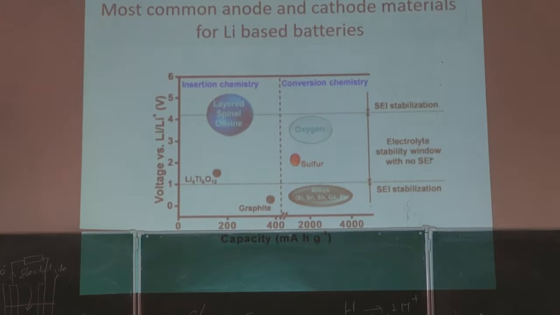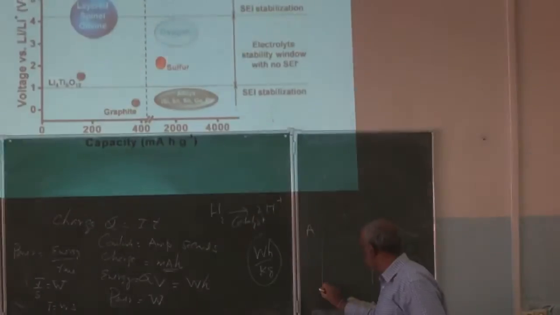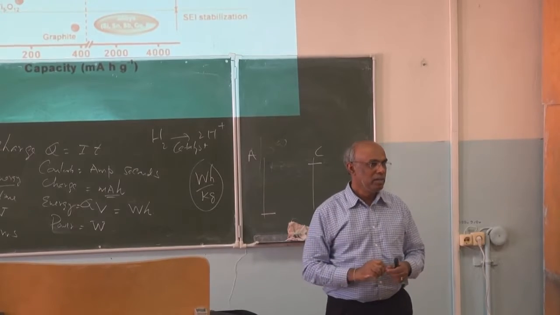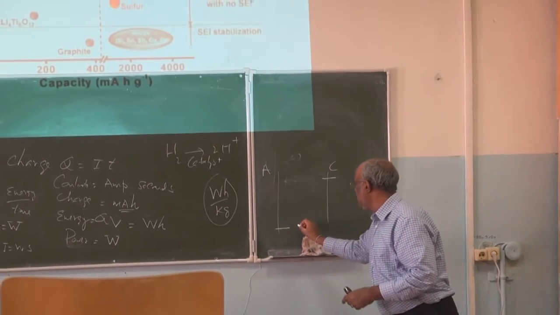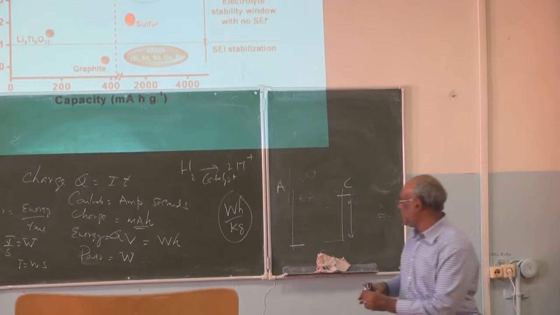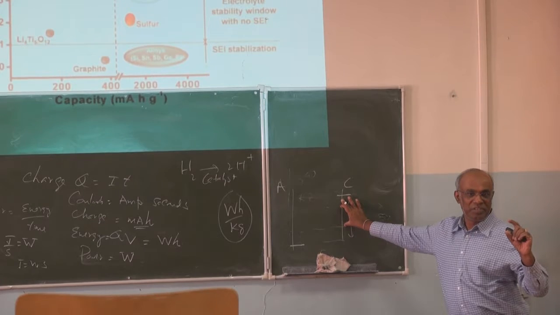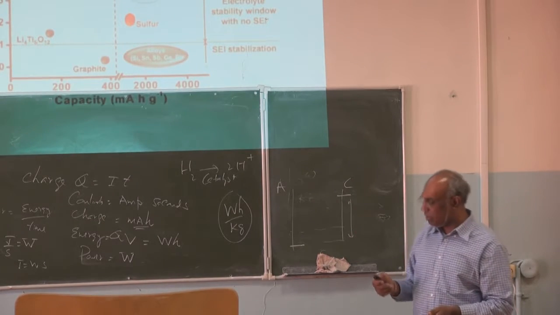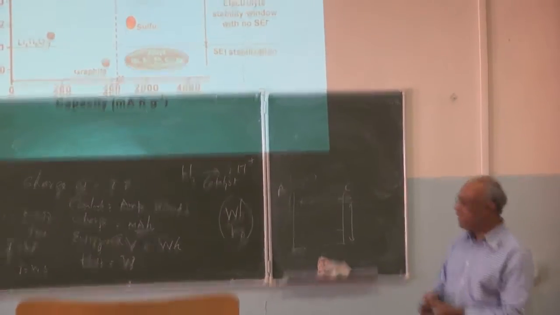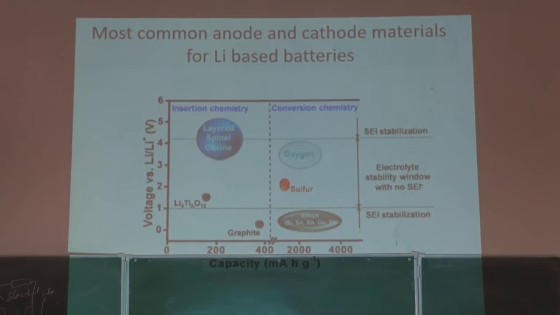Suppose this is your anode and this is your cathode. This is your anode voltage and this is your cathode voltage. When you have the battery together, your real voltage is the difference between the two. So if the anode voltage is high, your real voltage will be low, which is not good. What you need is for the cathode to have very high voltage and the anode very low voltage.